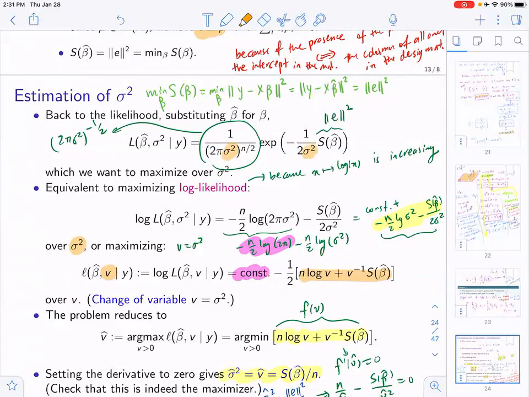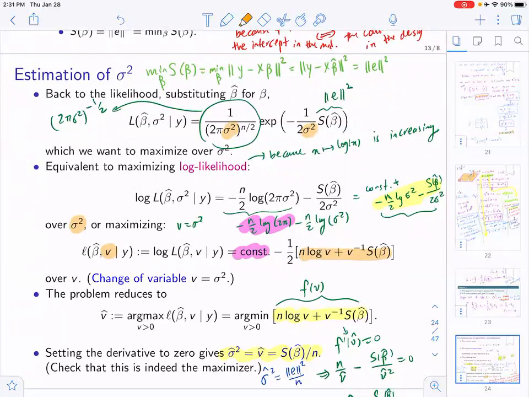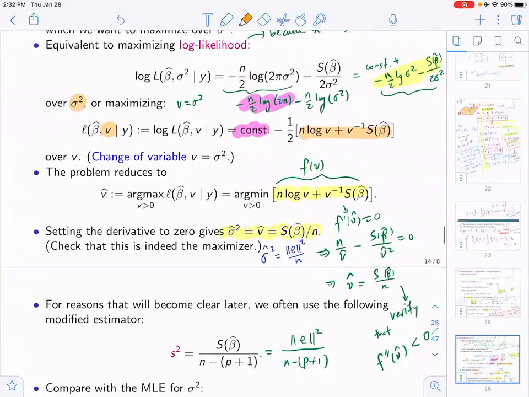So once I fix beta hat, I'm only looking at a univariate function of sigma squared, and I can now solve this optimization problem. I can find the sigma squared that maximizes this likelihood, and you go through the procedure again. You can take the log of this likelihood, and then maximize it by taking the derivative and verifying the second order conditions. The end result is that sigma hat squared is S(beta hat) over n, or just the residual sum of squares.